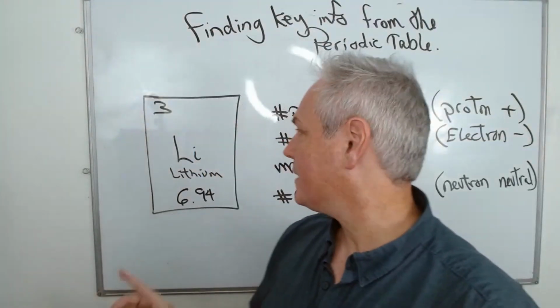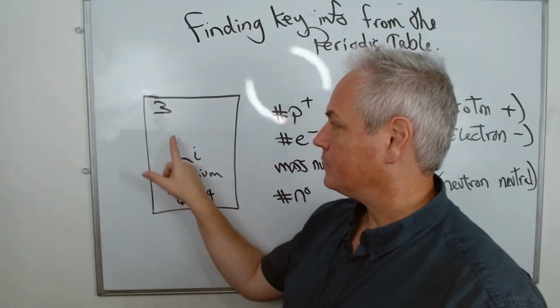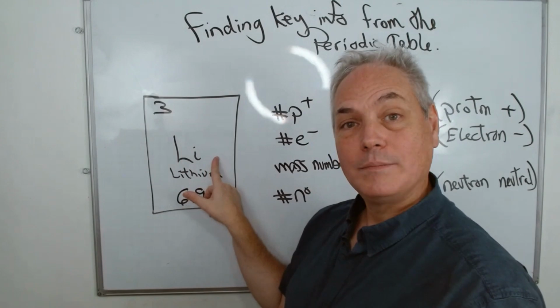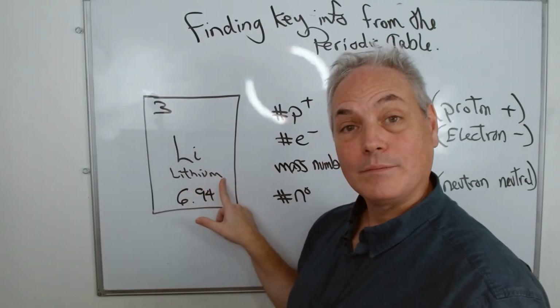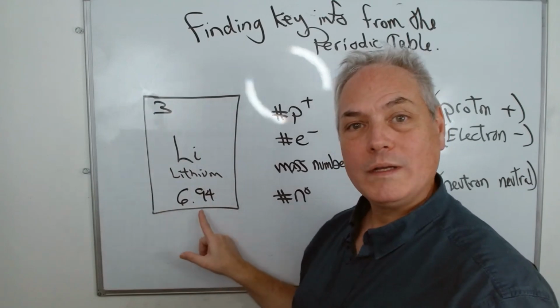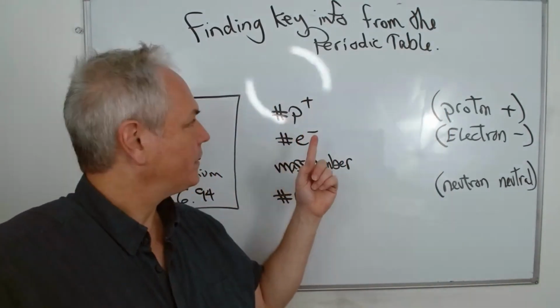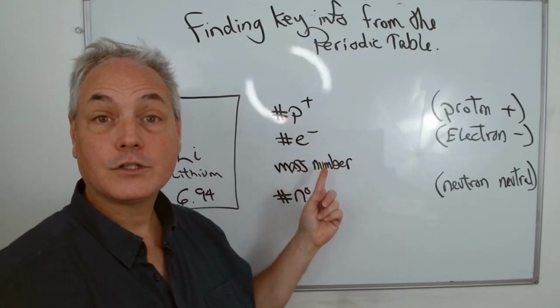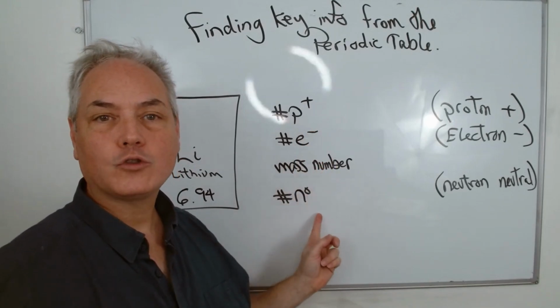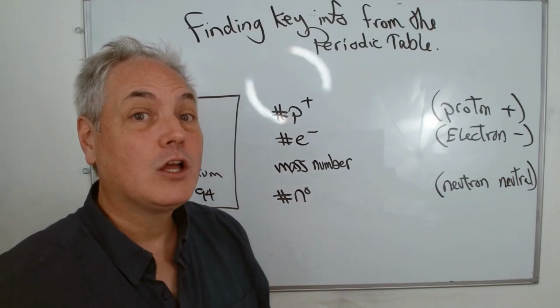So first of all, when you think of an element on the periodic table, we have the basic information. We have the atomic number, atomic symbol, the name of the element, and the atomic mass. This is all we need to find key information. And that key information is the following. We're looking for the number of protons, number of electrons. We also look at the number of neutrons within the element that we are using.